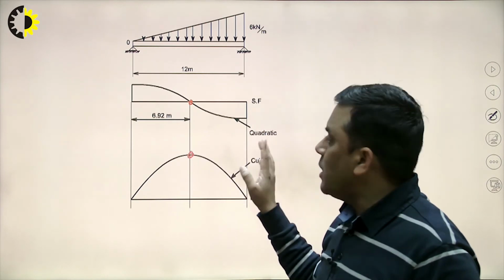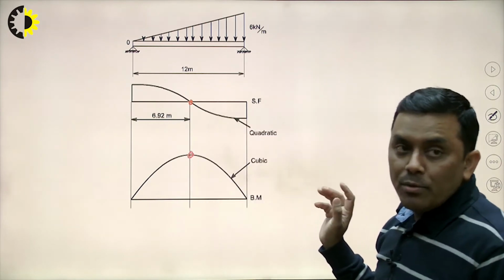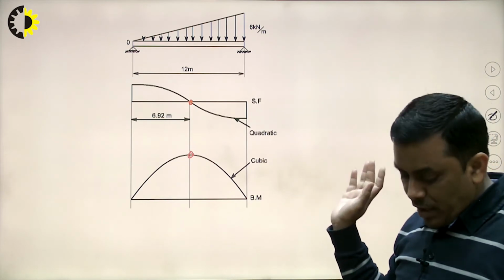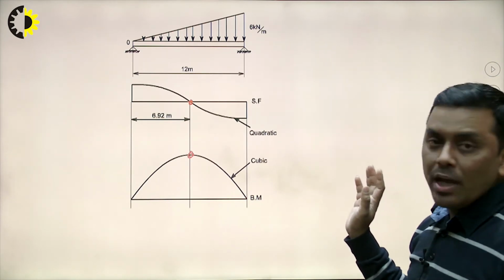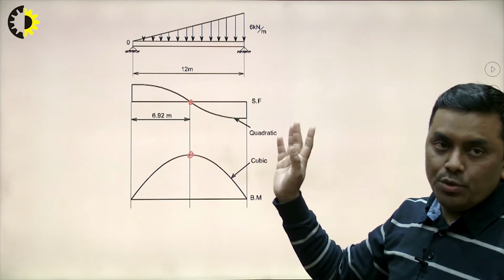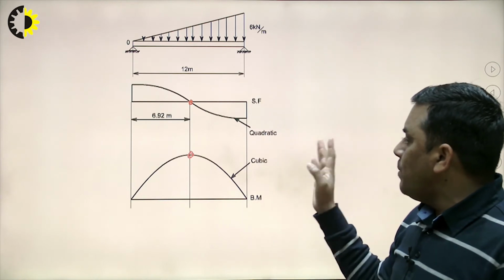So, this is how we can draw the shear force and bending moment diagram for different types of loading. Okay, I hope this is also clear. One UDL case I have taken, one UVL case I have taken.